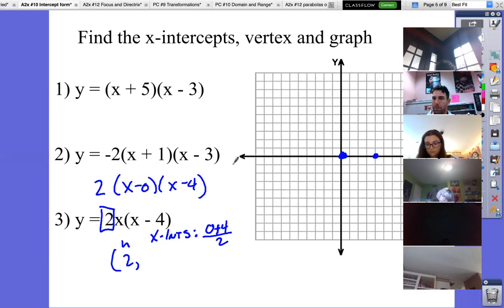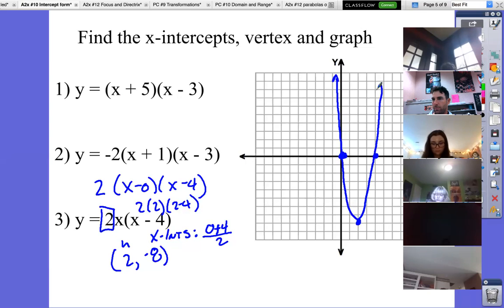Then your last step is to plug 2 everywhere in for x. 2, 2, 2 minus 4. So 2 times 2 is 4, times -2 is -8. That's it. Any questions at all?